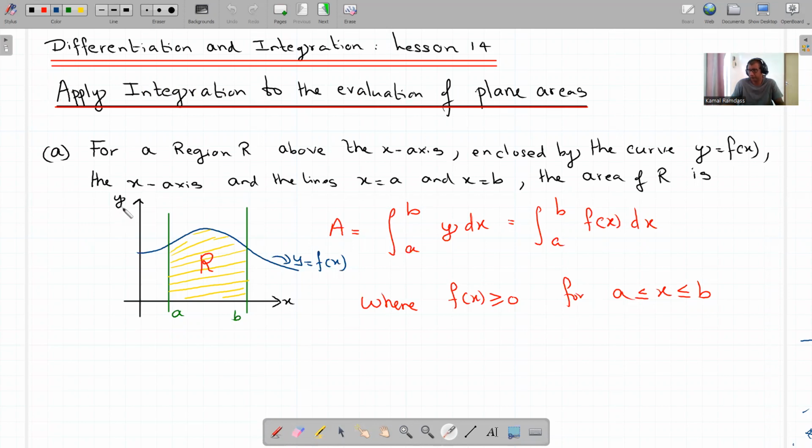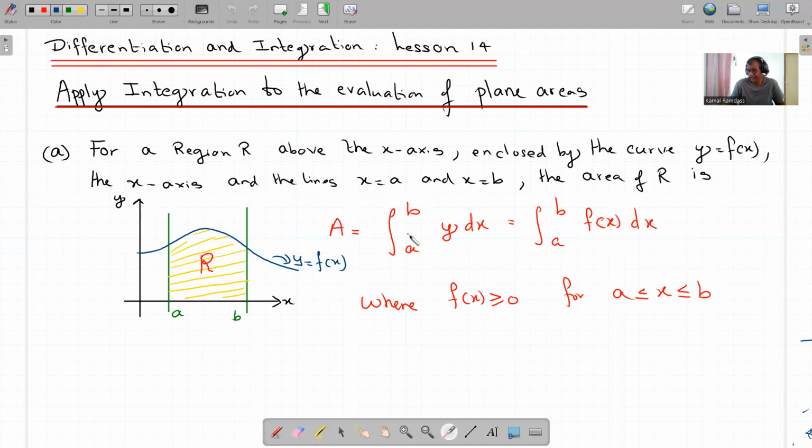For a region R, above the x-axis, enclosed by the curve y is equal to f(x) in blue, enclosed by the x-axis, and the lines x is equal to a and x is equal to b in green. Ça area R là, this area of the region R, on l'appelle A, A is equal to integration of a to b.